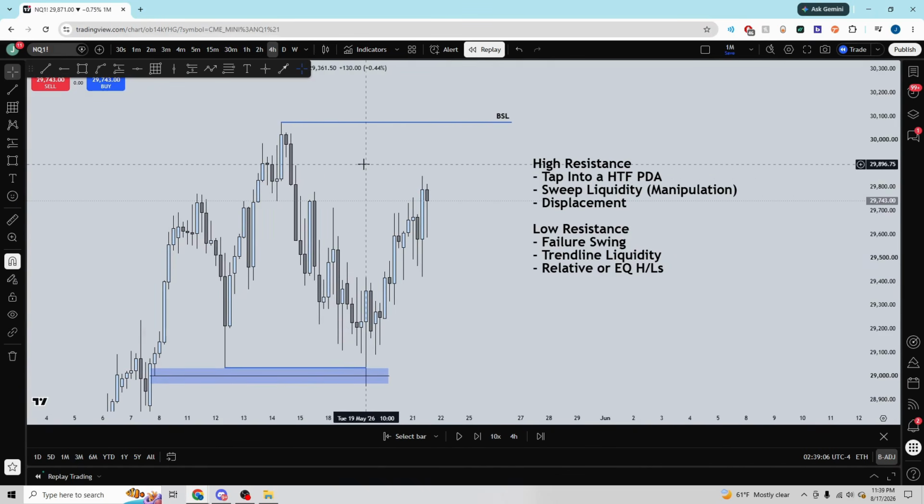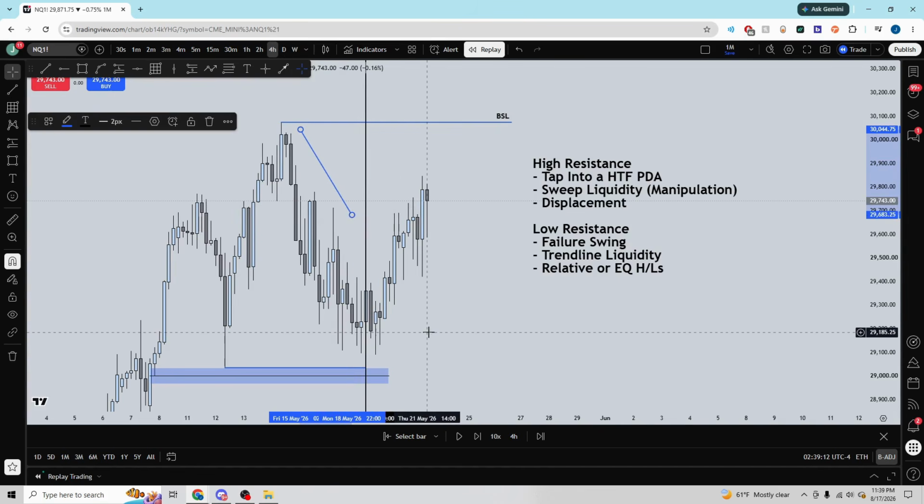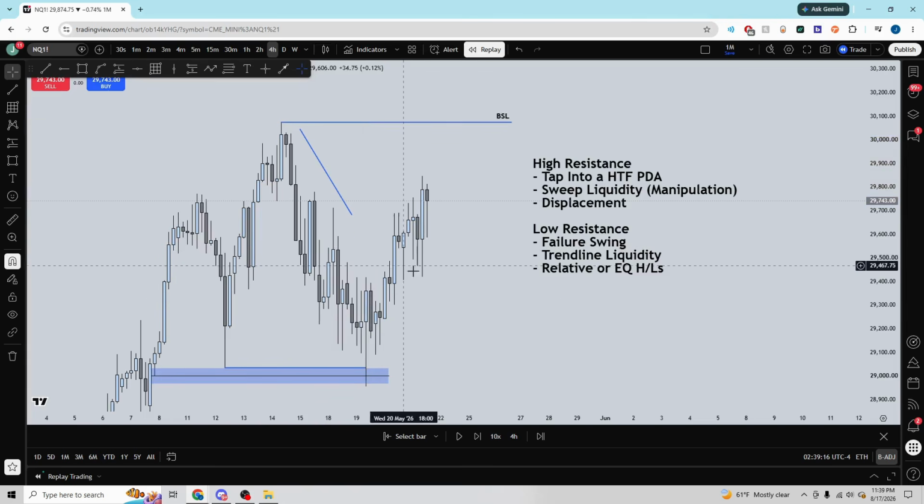Then looking at the left side of the curve, if I draw a vertical line, you can see that we have stacked trendline liquidity and failure swings in order for us to target. So going into the day and the daily profile, you can assume that we're in a market maker buy model and we're trending towards this buy side liquidity. So ideally going into the day, you want to be taking continuation longs.